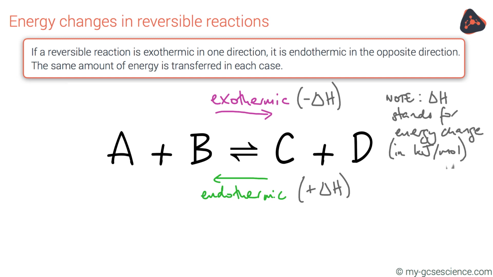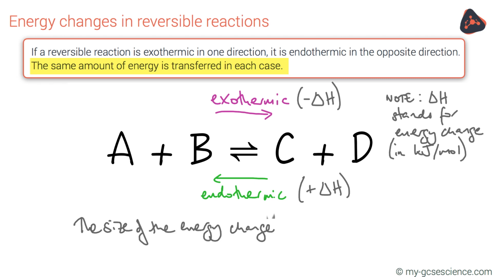So as we said in the earlier example, if heating one side of the reaction causes the reaction to go in one direction, then cooling the other side of the reaction will cause the reaction to go in the opposite direction. This is because in a reversible reaction, the same amount of energy will be transferred, no matter whether you're going forwards from left to right or backwards from right to left.